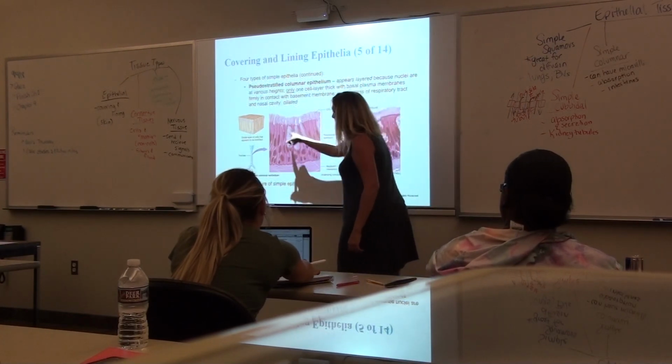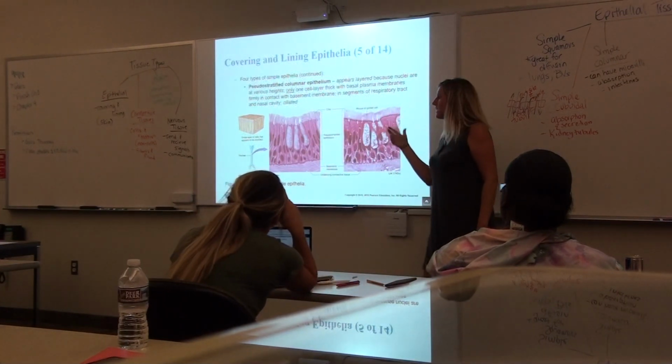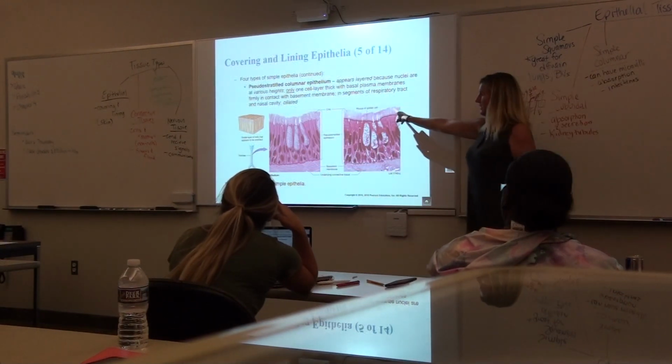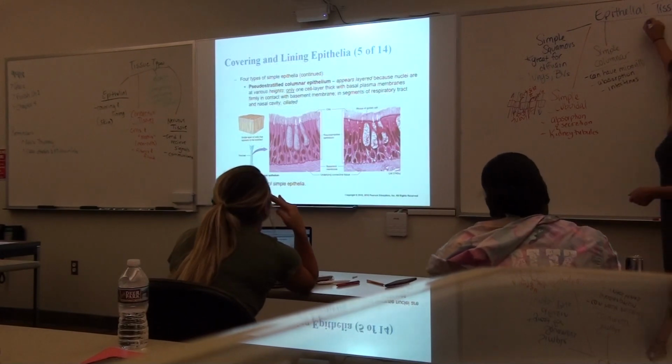I'll stop. So if you look at the nuclei here, it almost looks like there's several layers of cells, but they're not. It looks like it's several layers, but it's just one. And that's what makes it pseudo-stratified. It's ciliated because it has cilia, and it's found in the lungs. This is where we'll stop.